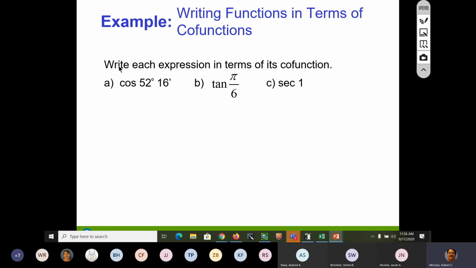Express, write each expression in terms of its cofunction. All right, this one we really can't do. We have to do it by the book because we don't have a special angle for this one. So the cosine of 52 degrees is equal to the sine of 90 minus 52 degrees, because we don't know, we have to actually type that in a calculator. If it's not a special angle, you have to follow the rules.